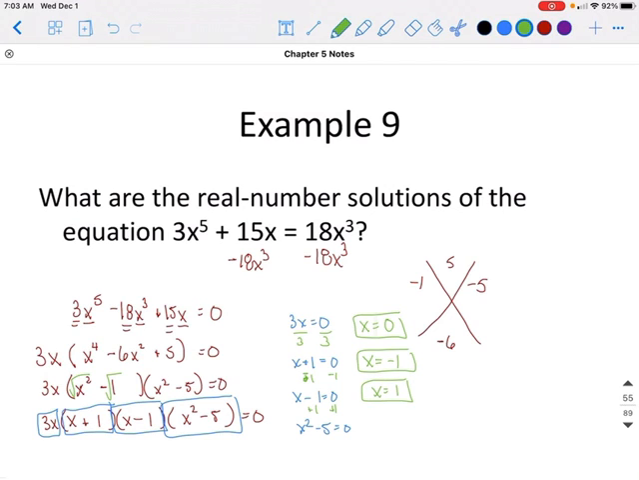On the last one, we're going to add 5 to both sides. So we have x squared is equal to 5. To get the x by itself, we do need to take the square root. But remember, when you take the square root, you do need positive and negative. So x is equal to plus or minus radical 5.